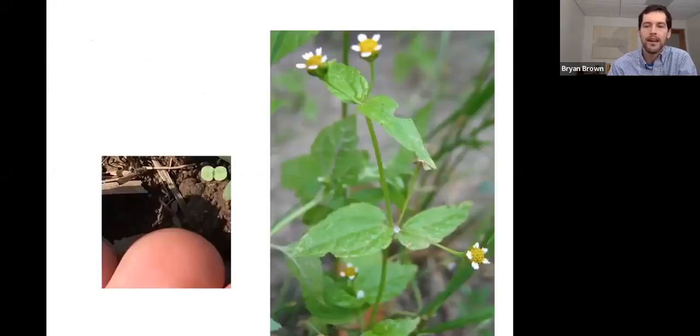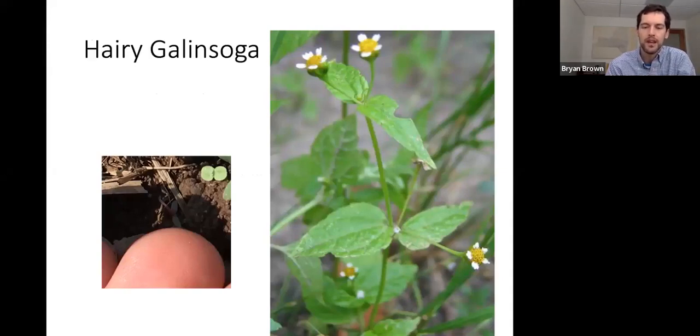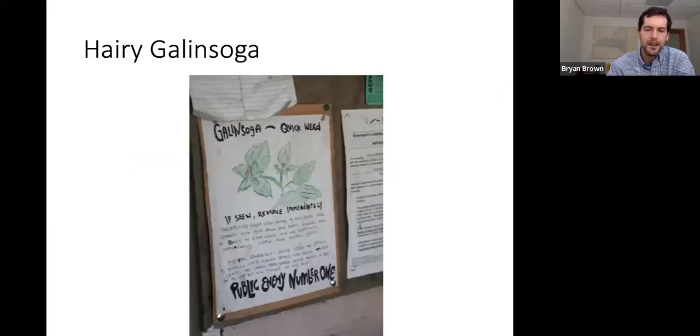Okay, next weed. I'll give you a second. This is hairy Galinsoga, which is actually more of a problem in vegetables, but a few of you did mention it in our registration. I guess it can be a problem in corn and soybeans as well. Very small cotyledons early on, and these tiny white flowers. This was on the bulletin board of one farm I visited. They really respect the competitive nature of this weed and its ability to set seed very quickly.